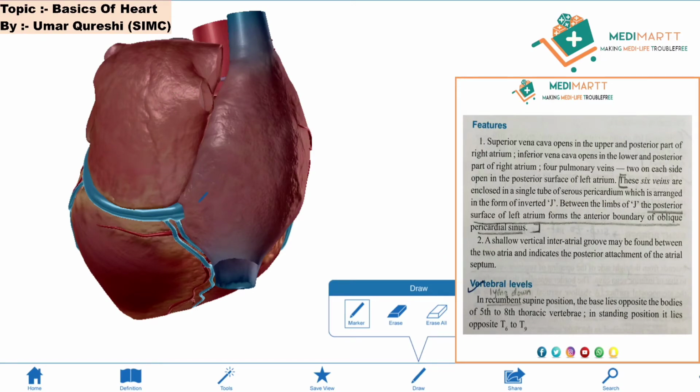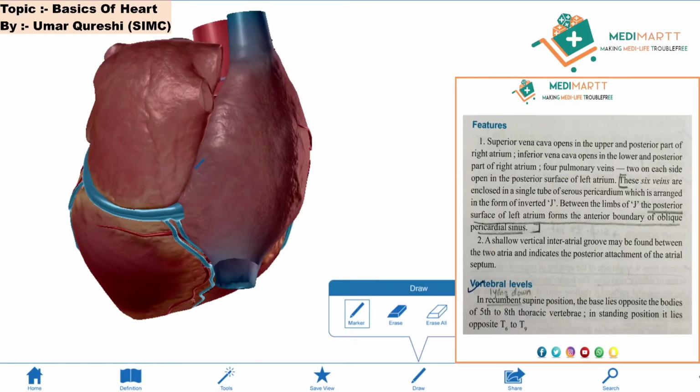When your teacher asks you to show the oblique sinus, you just have to invert your finger and show it like that. Okay, so that's the point. Then the next point is a shallow vertical interatrial groove may be found between the two atria and indicates the posterior attachment of the atrial septum. This is also not a very important point.